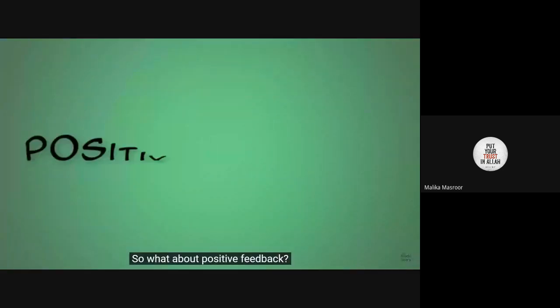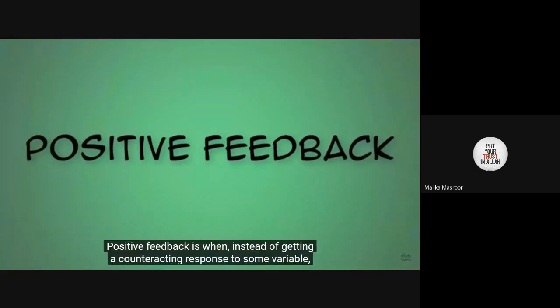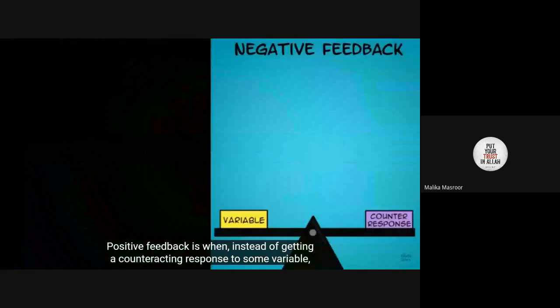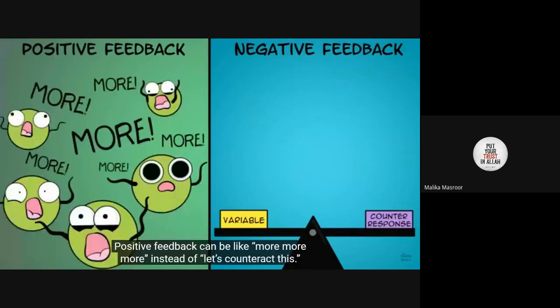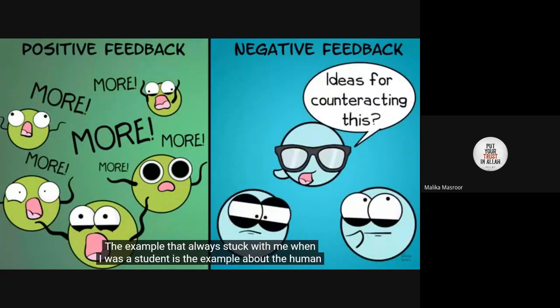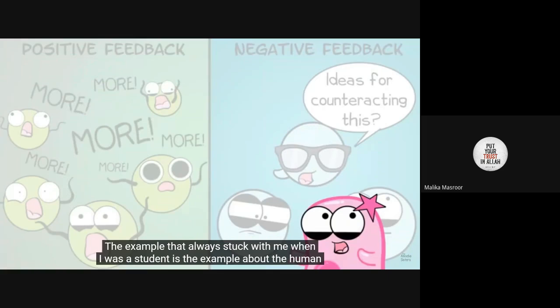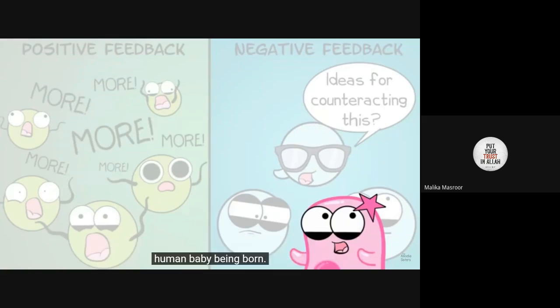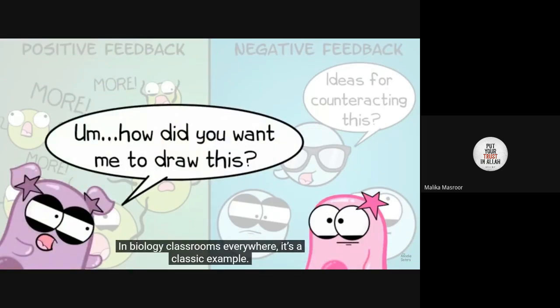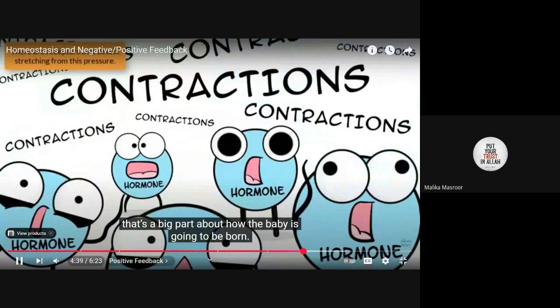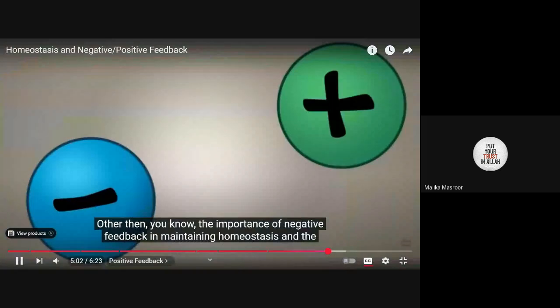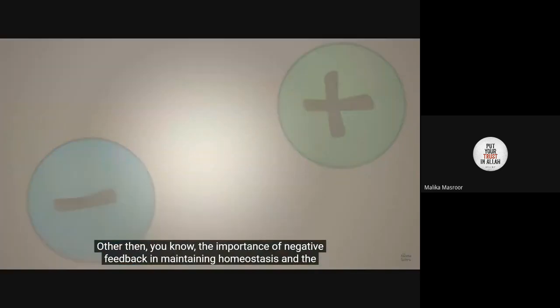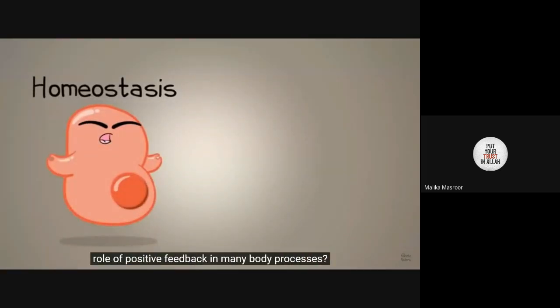So, what about positive feedback? Positive feedback is when, instead of getting a counteracting response to some variable, you instead intensify the variable. Positive feedback can be like more, instead of let's counteract this. The example that always stuck with me when I was a student is the example about the human baby being born. In biology classrooms everywhere, it's a classic example about how the baby is going to be born. More release of hormones will equal more contractions. We've discussed the role of negative feedback in maintaining homeostasis, and the role of positive feedback in many body processes.